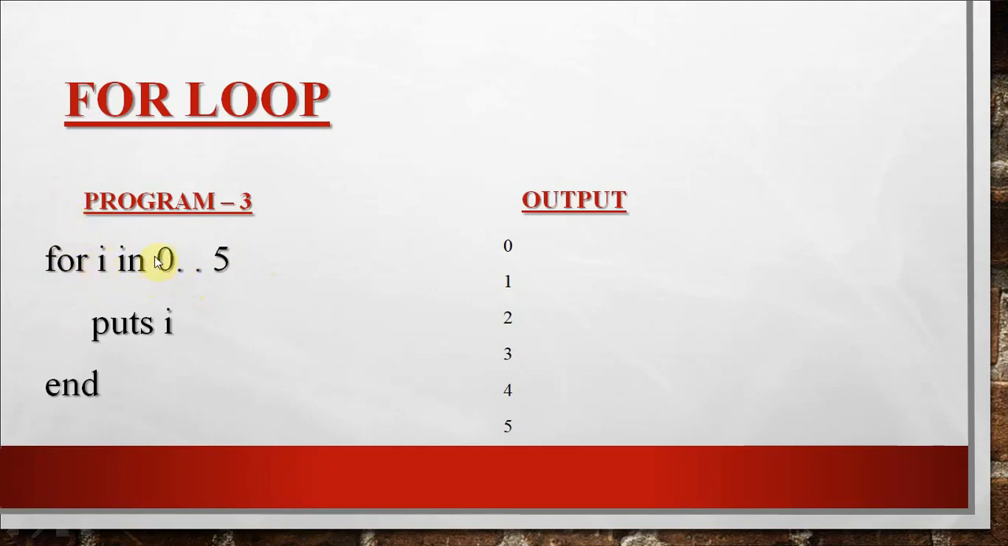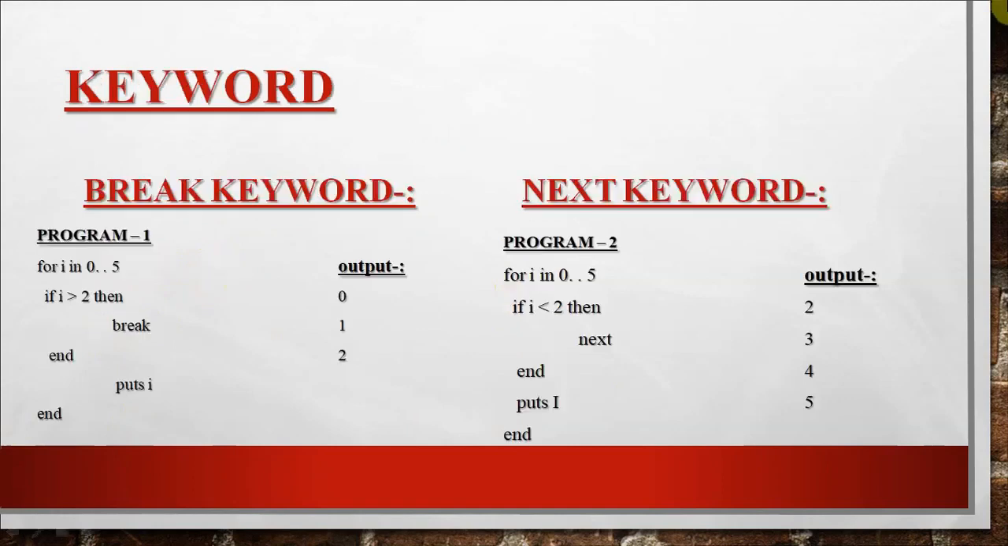When the value of I will be 0, then it will move up to 5, and every time it will print the value. So we have written here for I 0 to 5. So initially value of I is 0, so it will print 0. Then next time the value of I will be 1, then it will print 1, then 2, 3, 4 up to 5. It will move up to 5. Not less than 5, up to 5. 5 also will be included here.